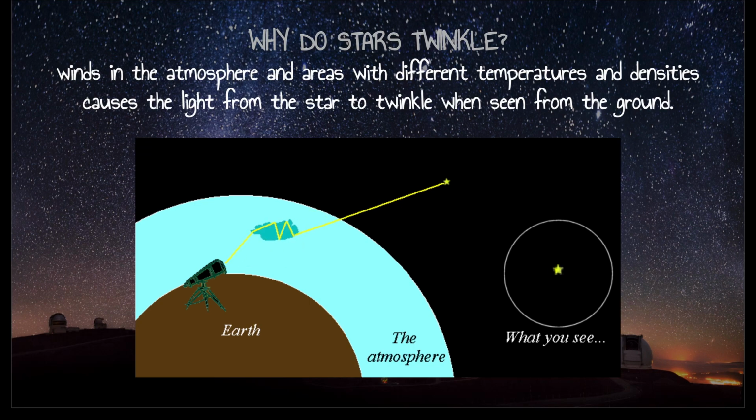Starlight goes through several layers of atmosphere and it undergoes refraction at each layer. In addition to that, its propagation is affected by the winds in the atmosphere and by areas with different temperatures and densities. This is broadly referred to as turbulence. So a combination of refraction and turbulence causes the light from the star to twinkle when seen from the ground.